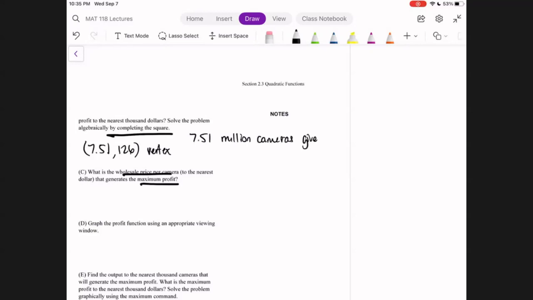Give us a max profit of $126 million. Okay. And you could plug in, remember, the 7.51 into your wholesale, your tiny p, to get the wholesale price if you would like to do that.